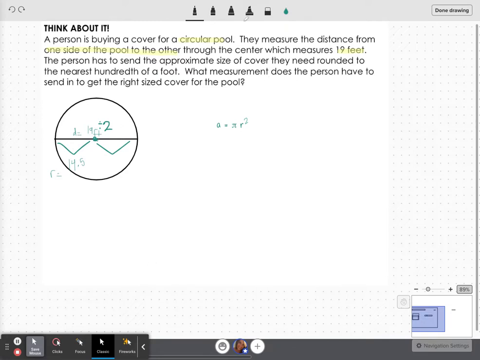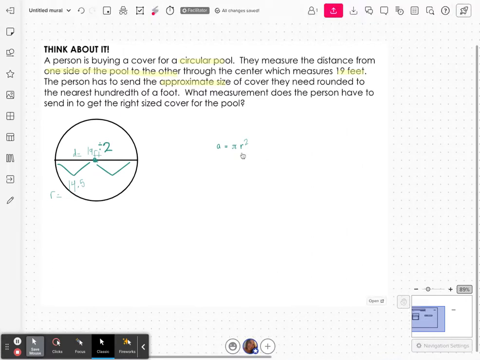So let's go back to the problem here. I need the approximate size. That means I'm estimating. That means that I do not need to keep my answer in terms of pi. I can actually solve it using what I know about pi, which is that it is about 3 and 14 hundredths. So let's go ahead and plug in some of these values we know for our equation. We don't know the area. That is what we're solving for. I'm looking for an approximation. So instead of writing pi, I'm going to write 3 and 14 hundredths.